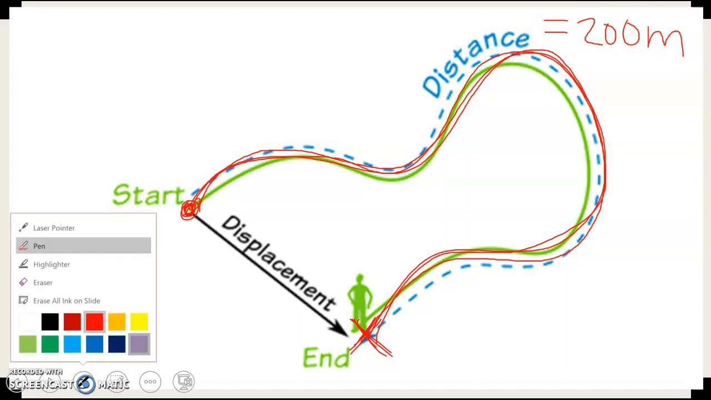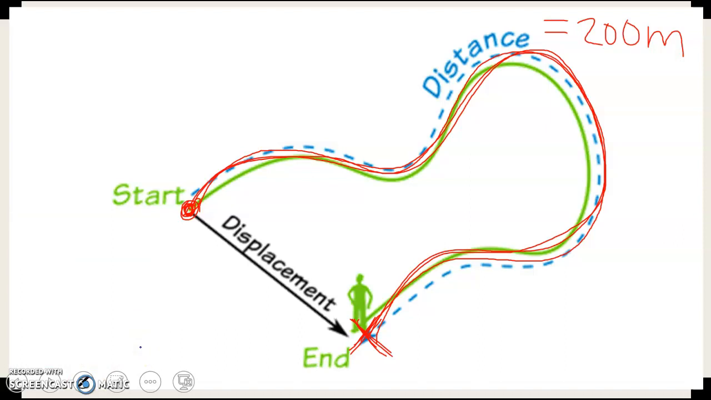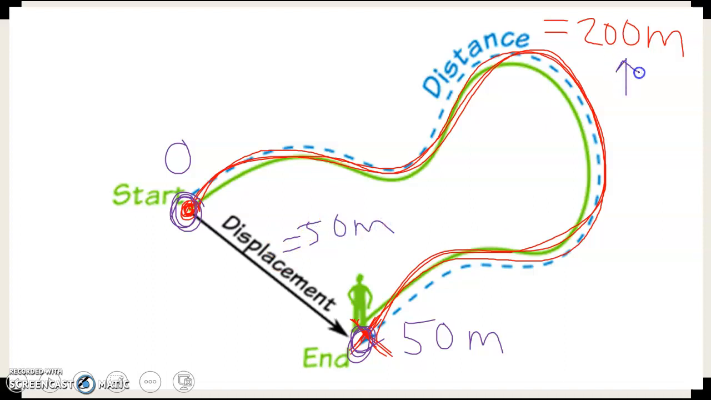However, when you talk about displacement, displacement only takes into account your starting position and your ending position. So you would subtract. Maybe this is 0, maybe this is 50 meters away in the southeast direction. So your displacement would be 50 meters. So a lot of times your distance can be a way bigger number because distance, you add everything up. Displacement, you usually subtract.